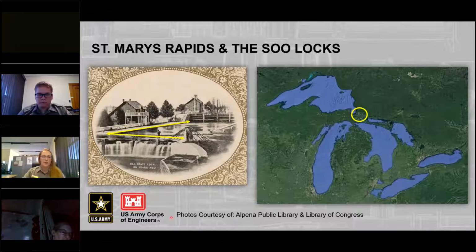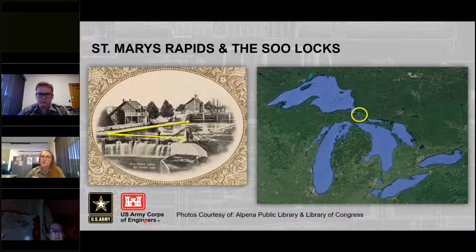Back to Lake Superior. In the mid-1800s, copper and iron ore were discovered around Lake Superior. And so to provide easy access to the resources around Lake Superior, the state of Michigan built 2 locks at the St. Mary's River in 1855. And these became known as the Old State Lock that you see on the left.